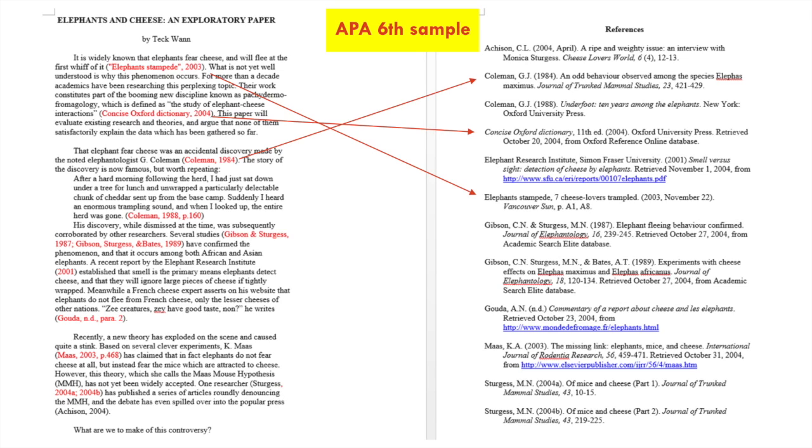The reference list, which you can see on the right, is placed at the end of your document, and it's basically a detailed list of all the sources that you've cited in your paper. Any references you cite in text must appear in the reference list, and anything that's in the reference list must have been cited somewhere in the text.